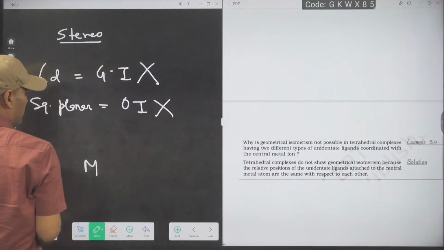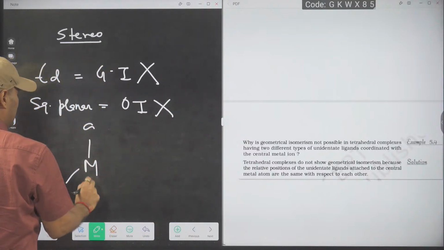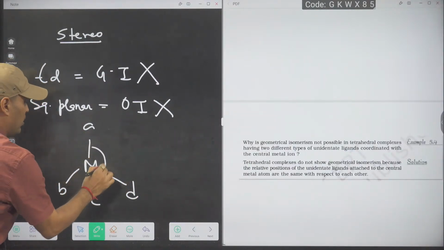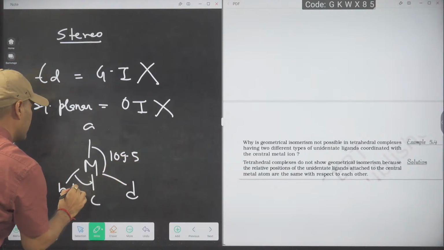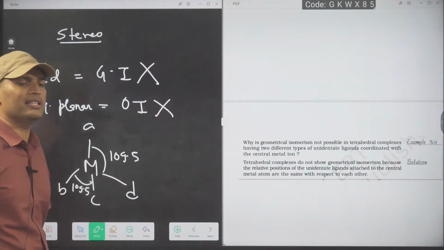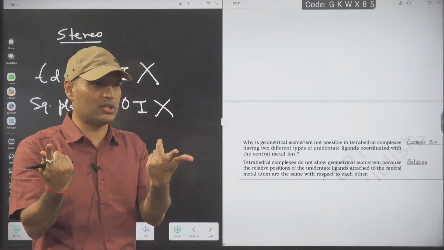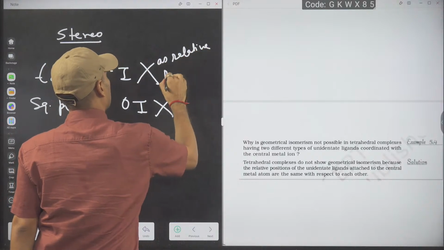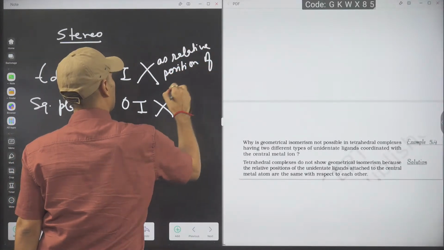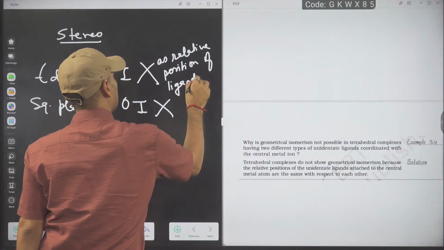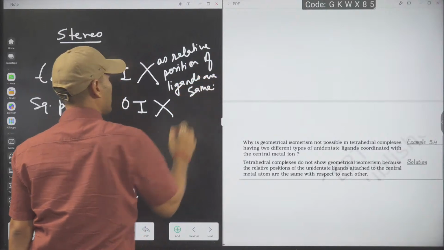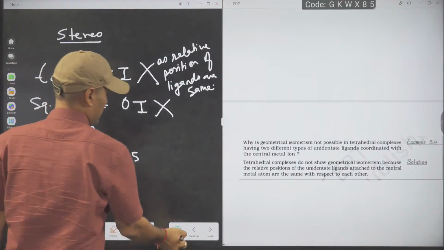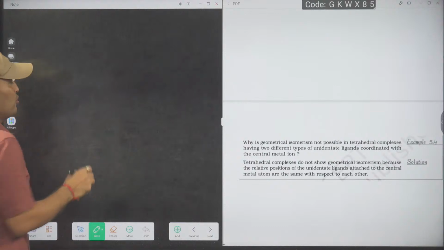Means what? Suppose this is metal M with A, B, C, D. All the bonds are the same and all the angles are also the same. So the relative position is the same. There is only one relation. So the reason is that the relative positions of ligands are the same. Check what is in the solution. Clear?